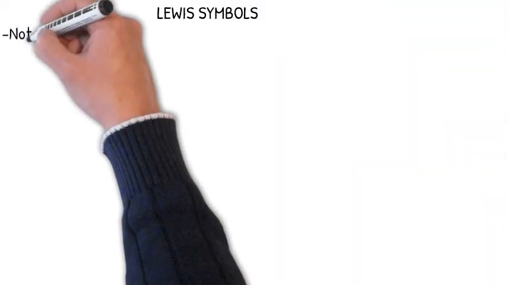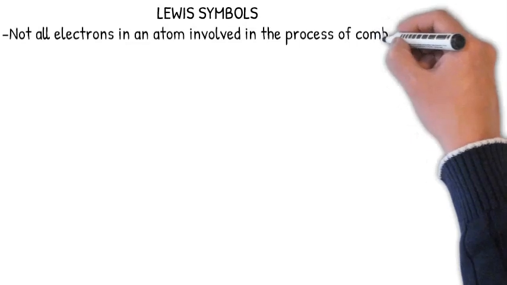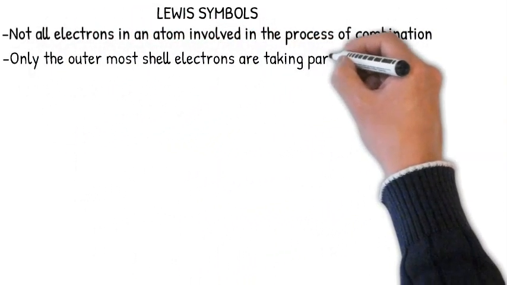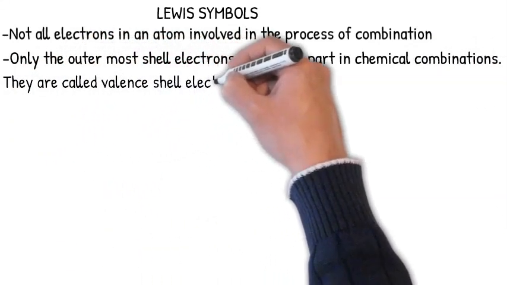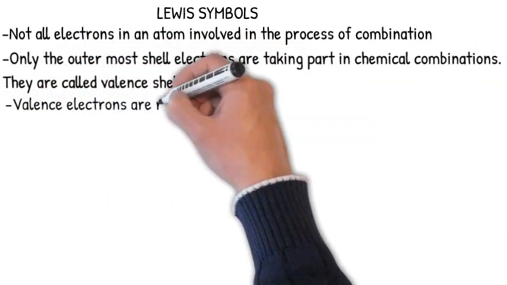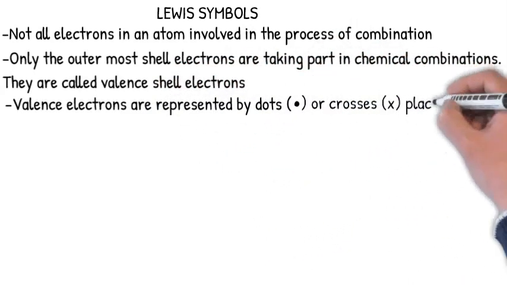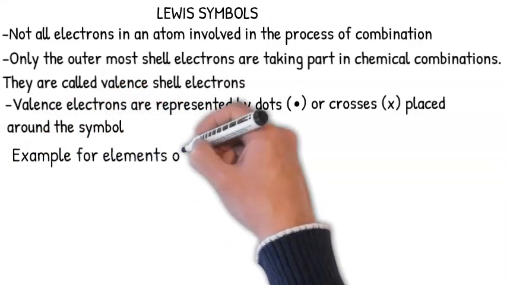Lewis symbols. Not all electrons in an atom are involved in the process of combination. Only the outermost shell electrons take part in chemical combinations. They are called valence shell electrons. Valence electrons are represented by dots or crosses placed around the symbol. Example of elements of period 2.